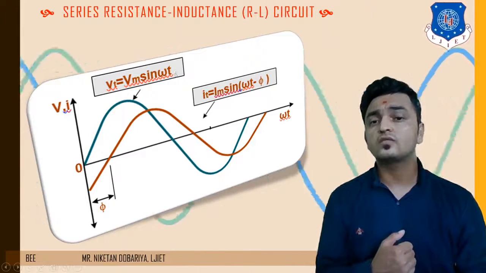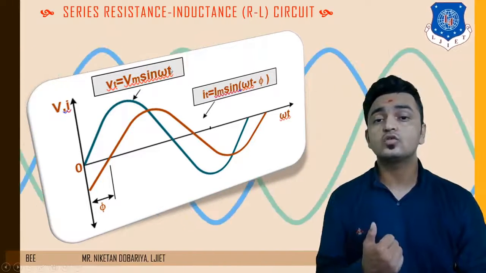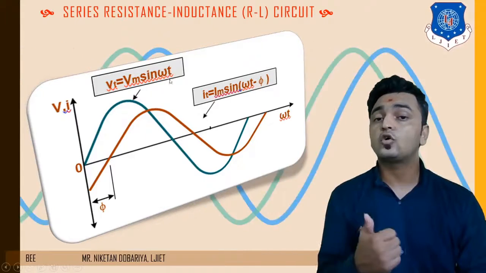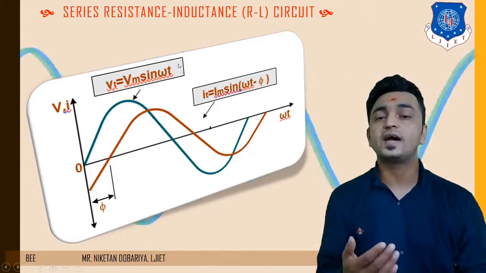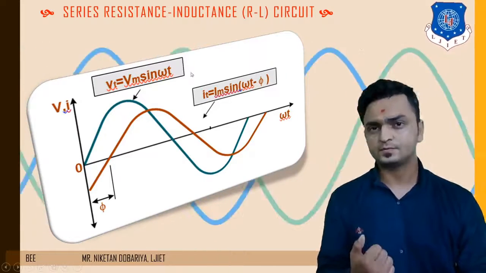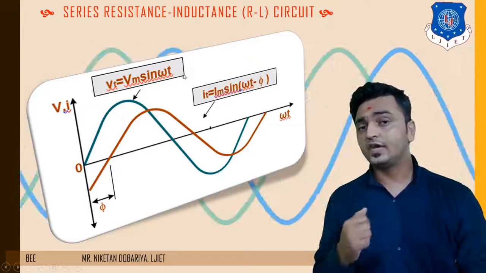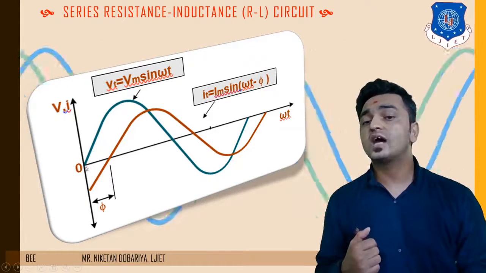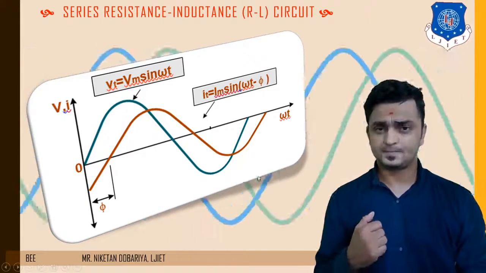So the angle of this voltage is the phase angle, that is 0, because after omega t there is nothing, and that means phi is equal to 0 over here. So the waveform of this voltage is going to start from 0 degree.